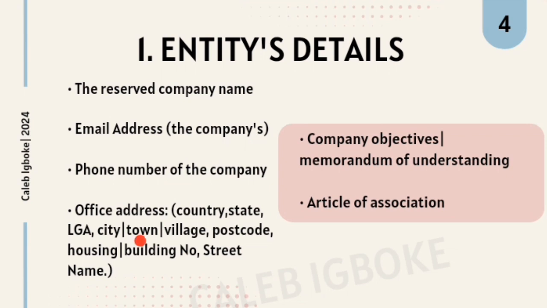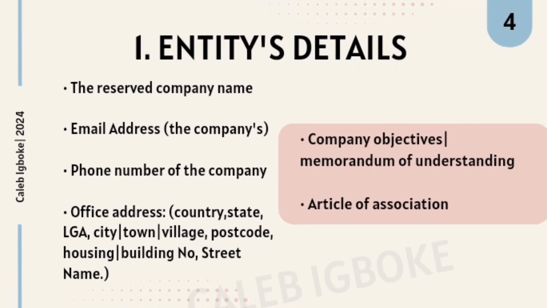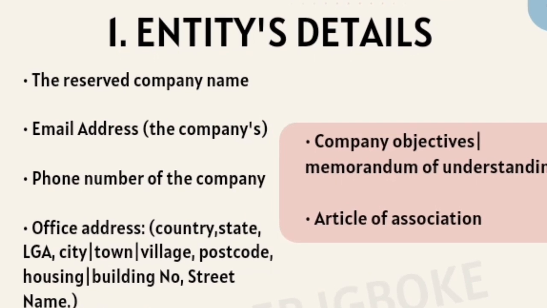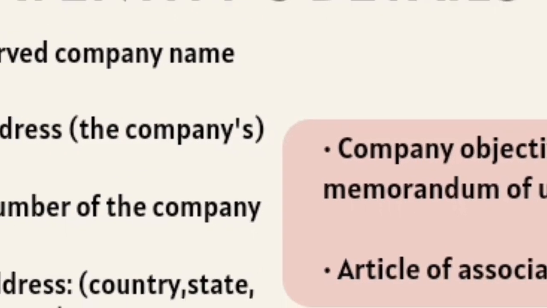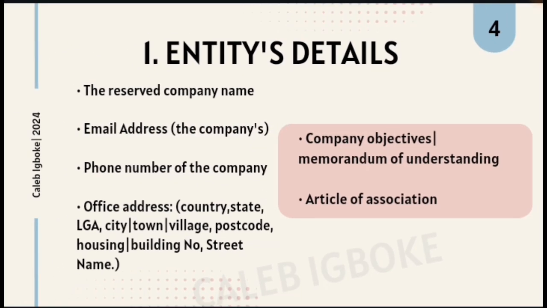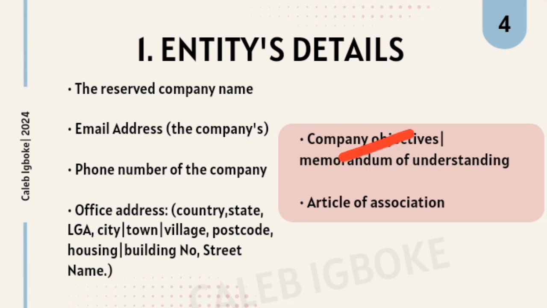The next one is office address. This part has 2 sections: the head office, which is compulsory, and the branch office, which is optional. The way to get your postcode, if you don't know, is to type the name of your address on Google search and add zip code or postcode at the end. Then it will bring out the postcode of your location or the address for you. Then you input it. The 5th detail you'll be needing is the company's objectives.